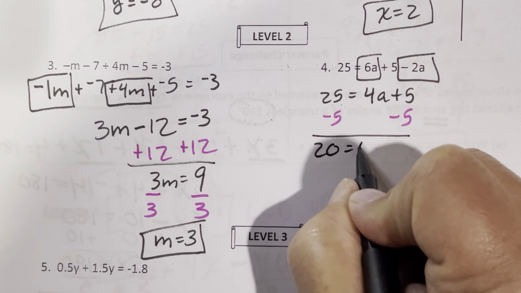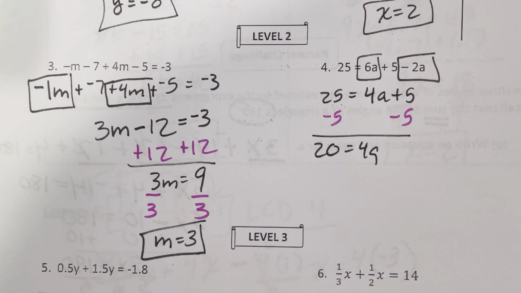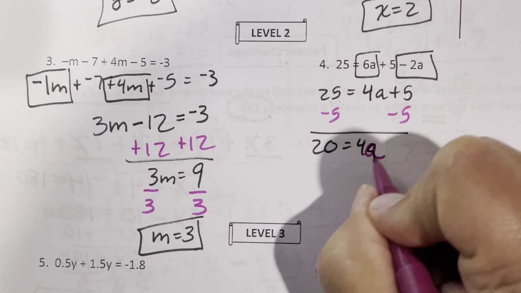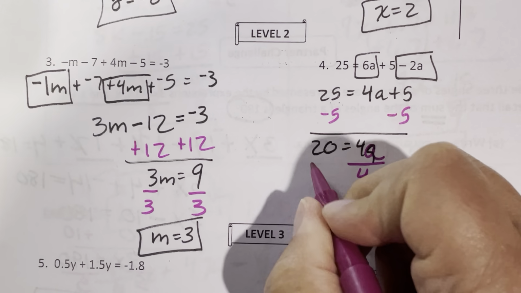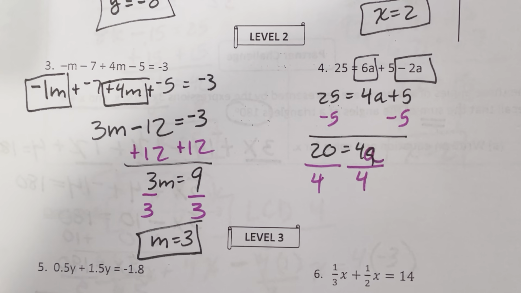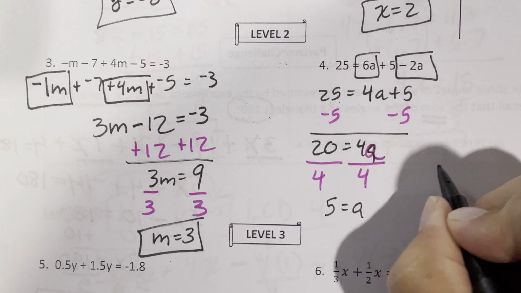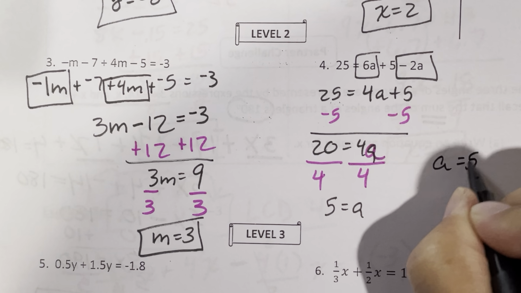20 equals 4a. Divide both sides by, oh, look at that, a doesn't even look like an a. I really need to work on that. Divide both sides by 4, and you get 5 equals a. Or a equals 5, which is what I like better.